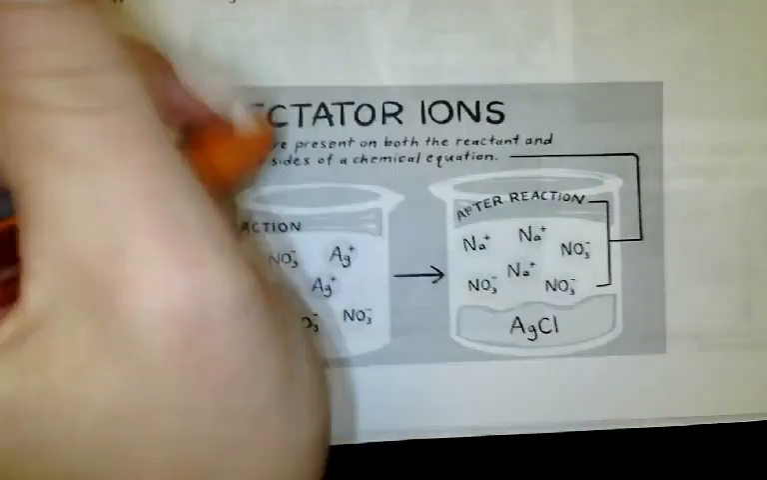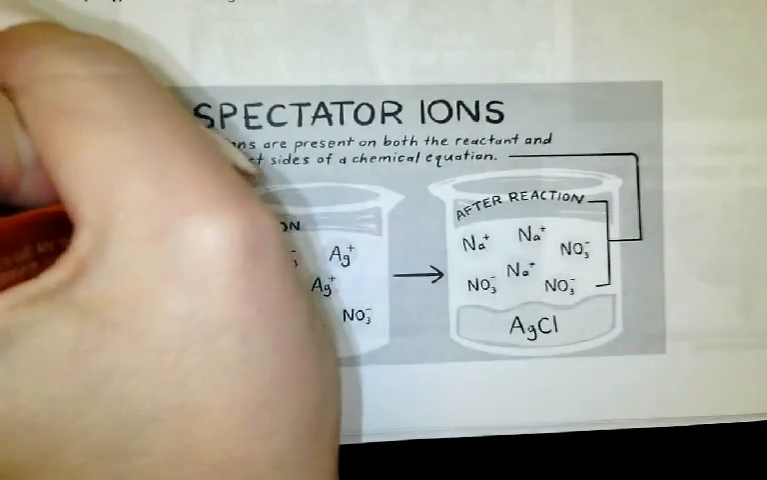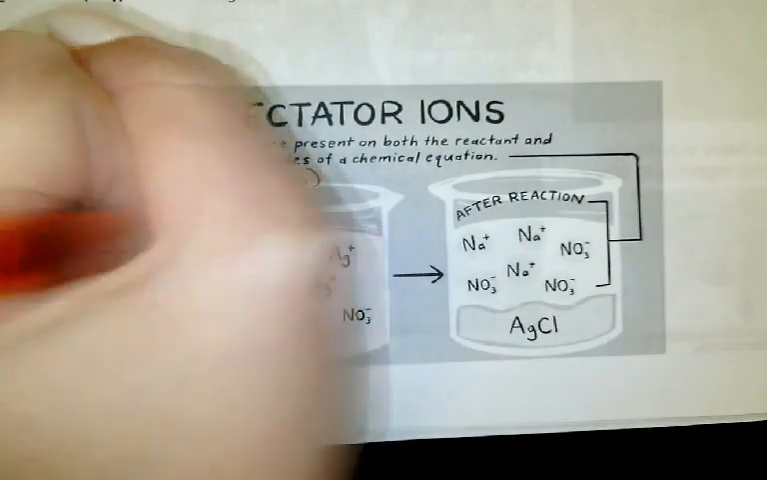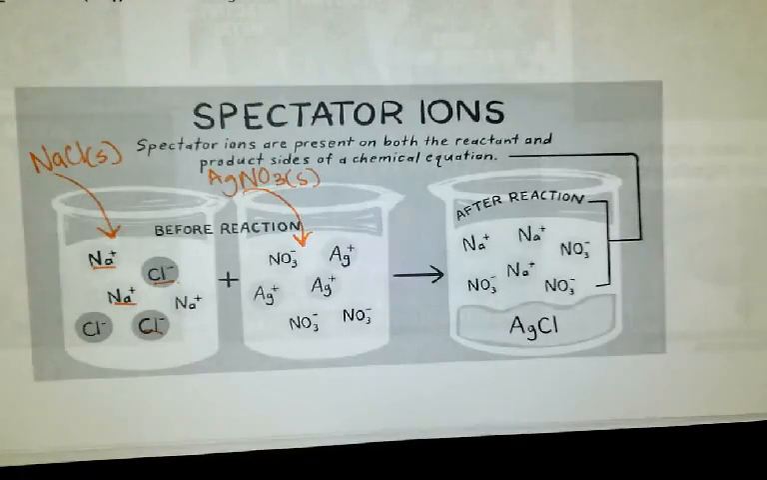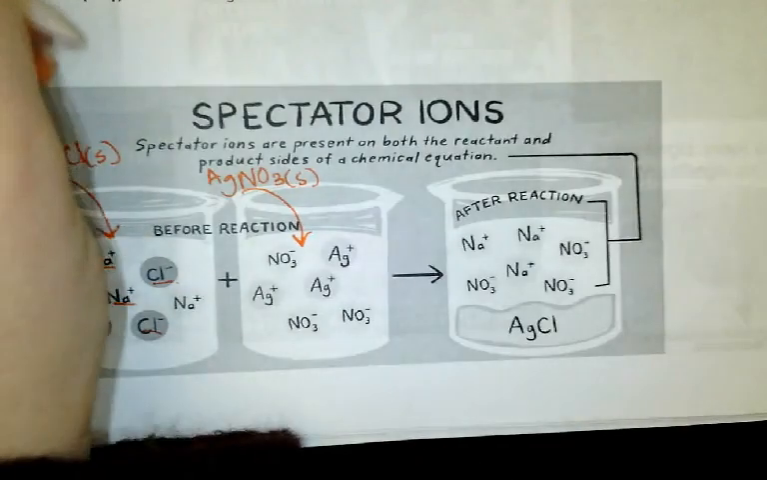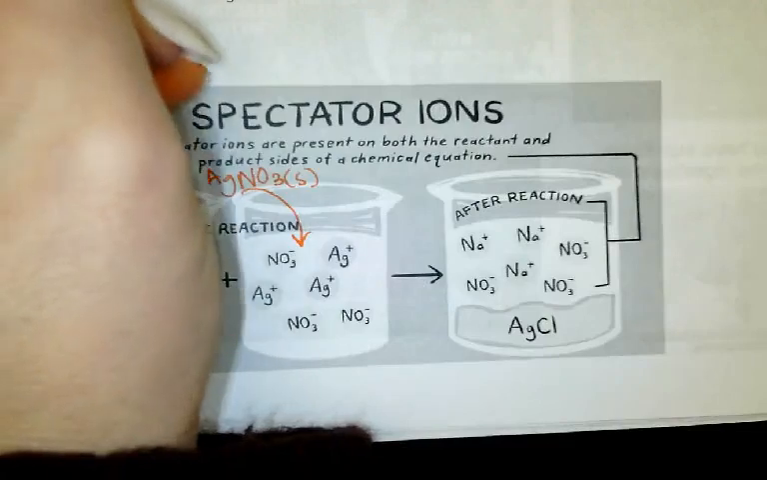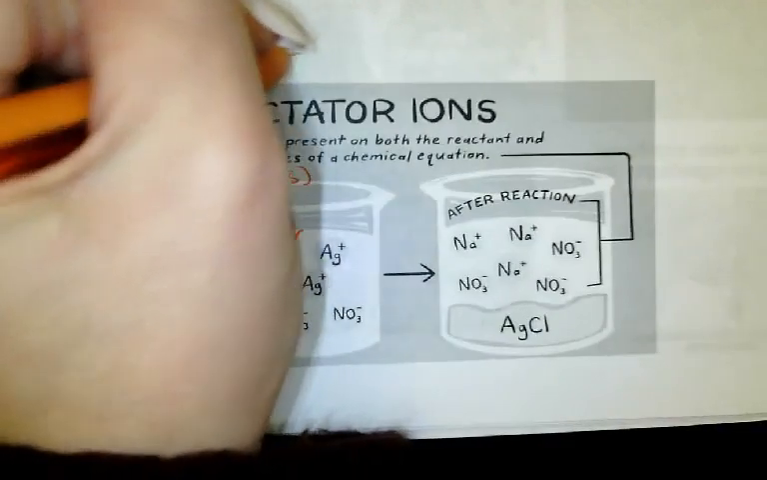Same with silver nitrate, okay? Silver nitrate is soluble in water. And so when I mix silver nitrate, it's going to separate out into the silver and the nitrate ions. Now, it would be according to the ratio from your formula. So if you had something like CaCl2, it would be 1 calcium to 2 chlorines.